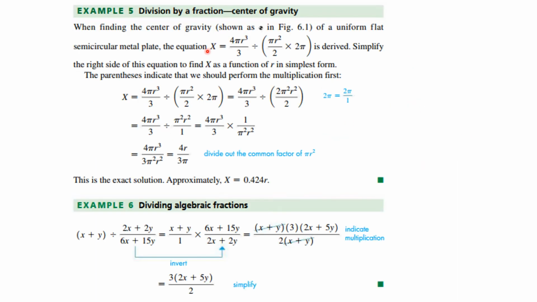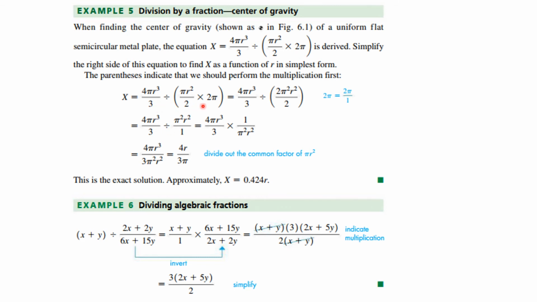These things do come up in physics applications, and finding the center of gravity is discussed here, but it's really just a formula. They don't derive it. And so this is the expression that you get. It actually is a division problem. So what you have to do is take this fraction divided by this fraction, but this is in parentheses, so you're going to multiply through here first, because that's the order of operations. Let's see what we get.